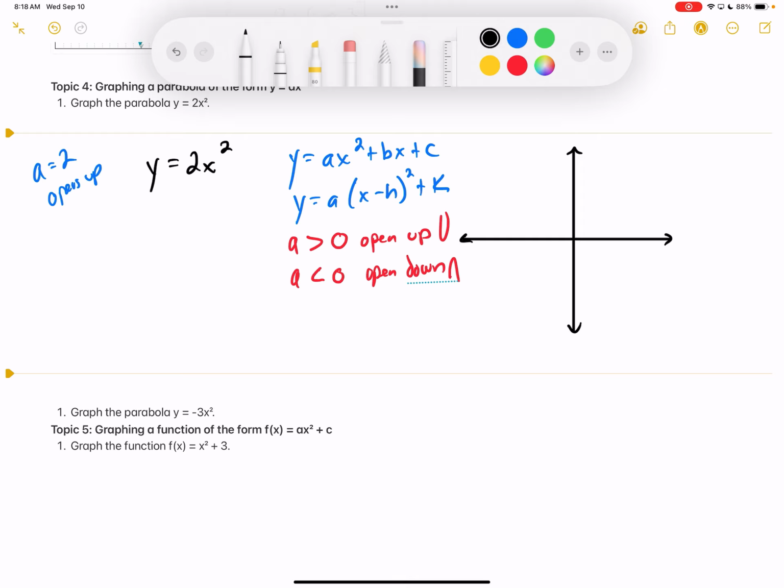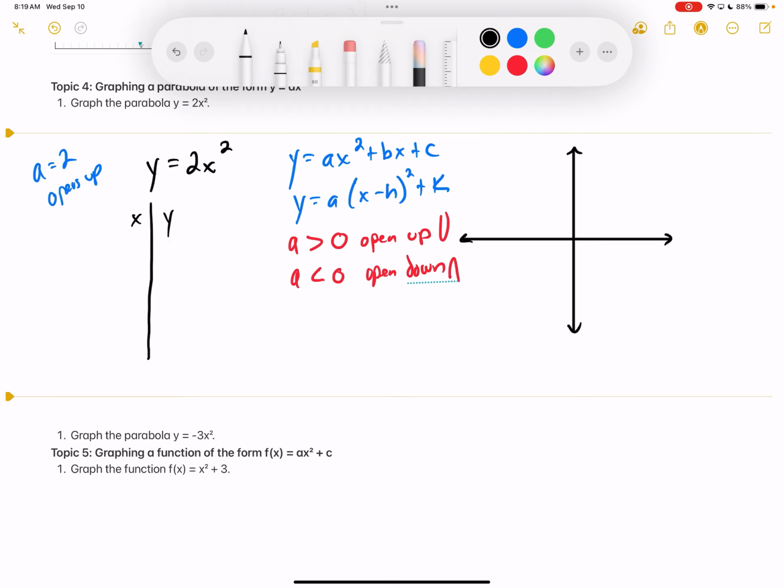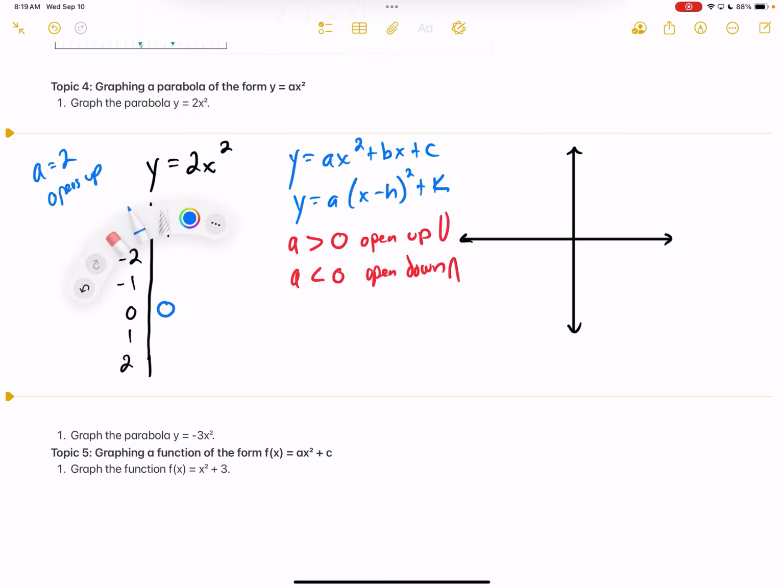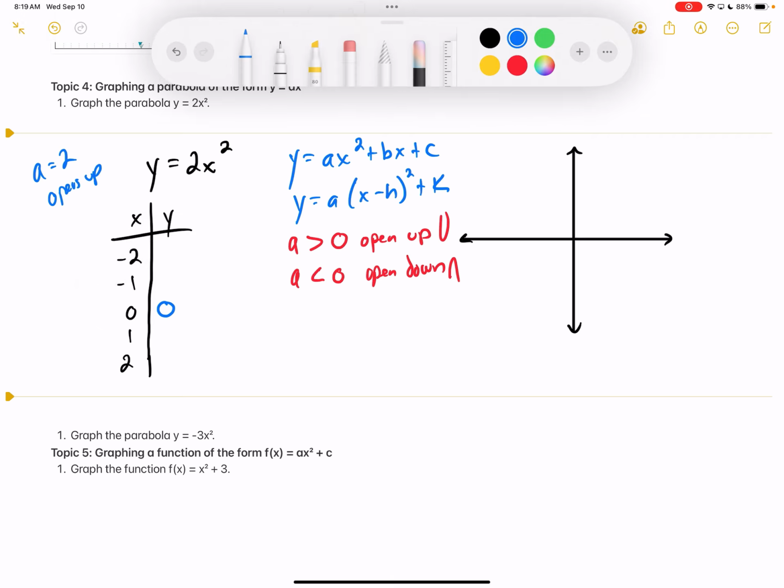But the way we're going to do this really is just plug in numbers. That's the easiest way to do these. So if I just plug in, usually it wants you to plug in like 5 numbers. I'm going to talk about how to shortcut that in just a second. So if I plug in a 0, that's just 0, right? 0 squared times 2 is 0. If I plug in a -1, -1 squared is 1. 1 times 2 would be 2. If I plug in a -2, -2 squared is 4. 4 times 2 is 8.